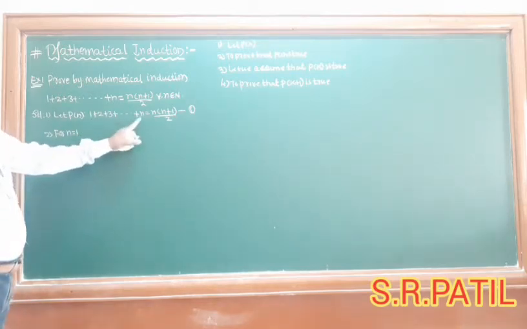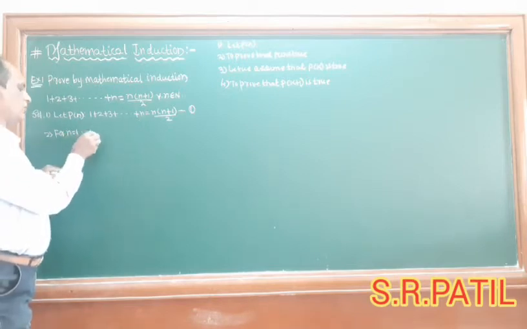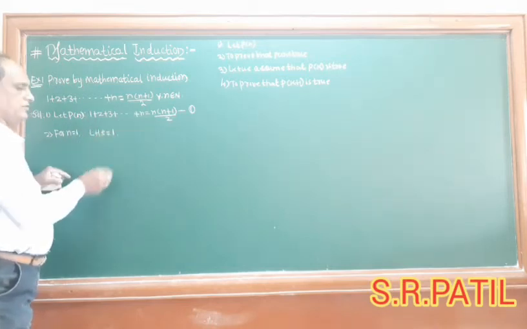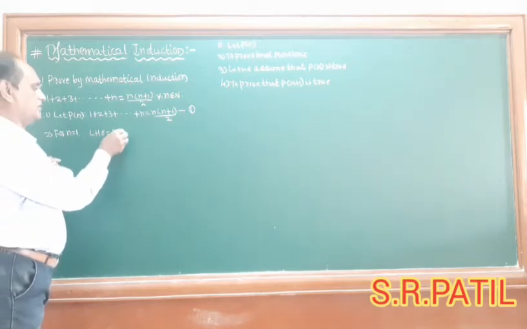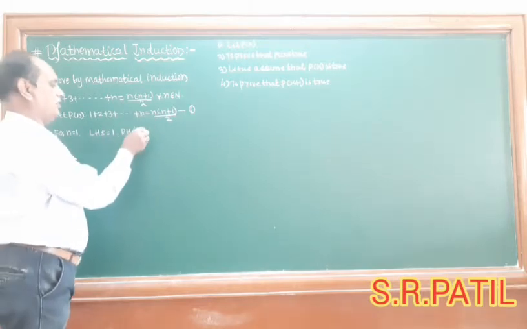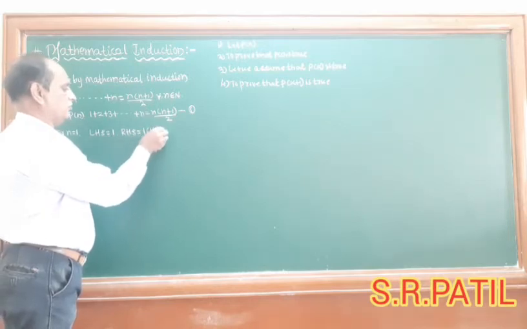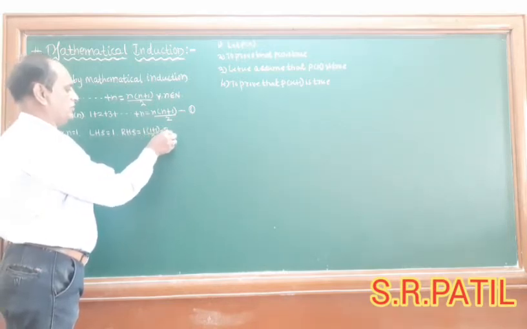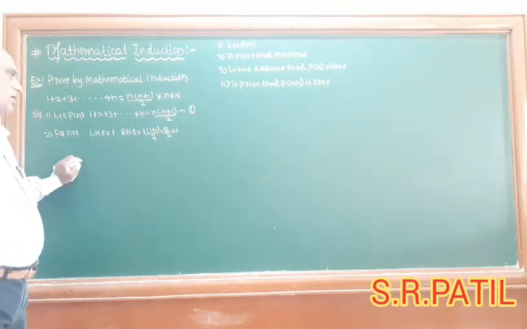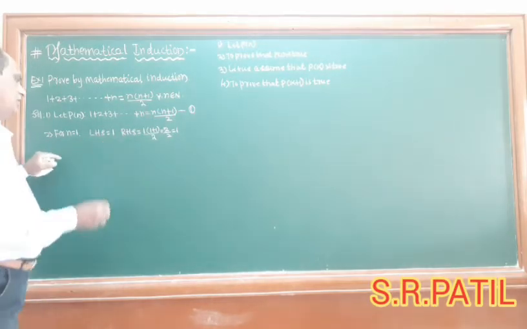LHS, n is equal to 1, so for n equal to 1, that is the LHS. LHS is 1 to the power n, that is 1. Okay, that is RHS. RHS is n into n plus 1, so with n equal to 1, that is 1 into (1 plus 1), that is 2, divided by 2, so this is equal to 1. So verifying for n is equal to 1, the LHS is 1, the RHS is 1.